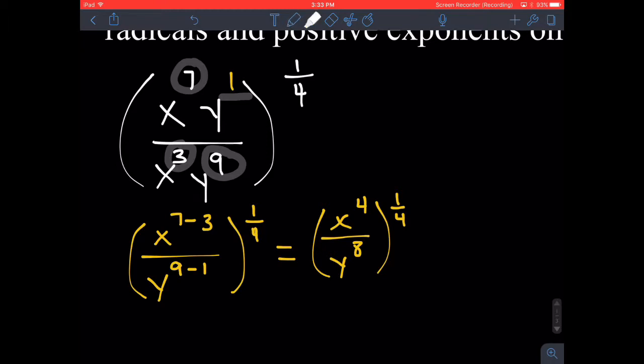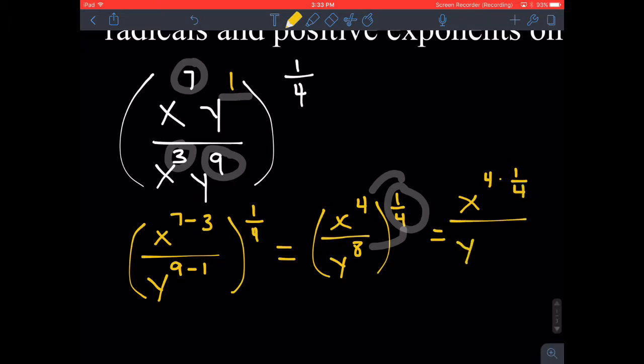Now we can distribute that 1/4 into these parentheses, give it to the 4, give it to the 8. When we do that, we're going to have x to the 4 times 1/4, take a look at your properties if you're not sure, and then y to the 8 times 1/4. This will leave us with x to the 1 over y squared.